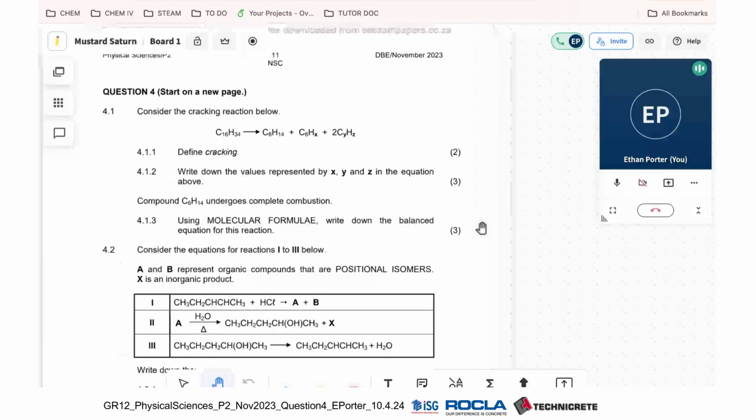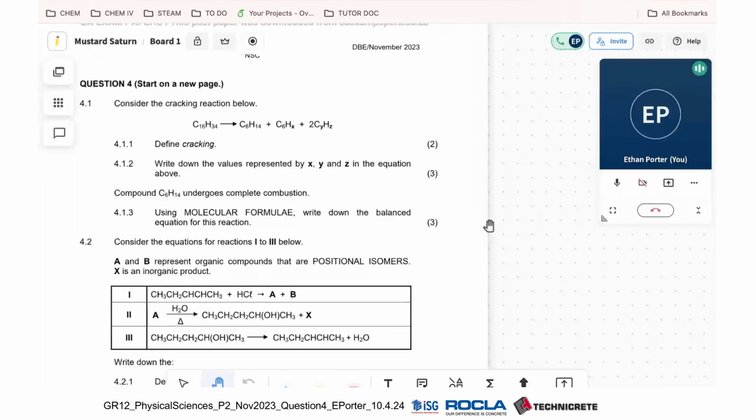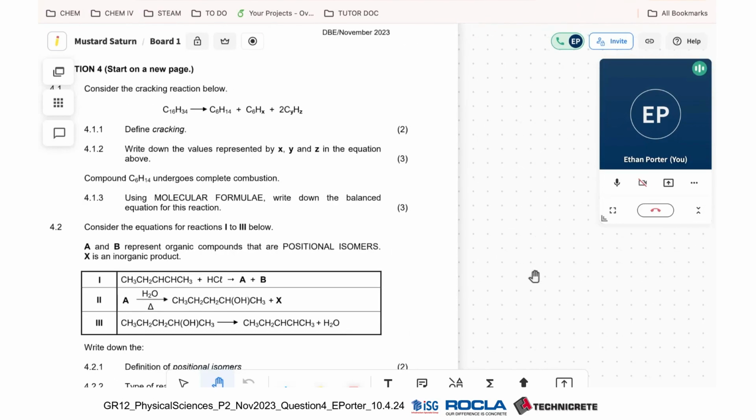The first question, so question 4.1. Consider the cracking reaction below. So the reaction is given, and firstly they want us just to define cracking. Unfortunately this is just a definition you'd have to memorize. Cracking is a chemical process in which longer chain molecules are broken down into shorter ones. Often, longer chain molecules are not very useful, and we would want them in shorter molecules.